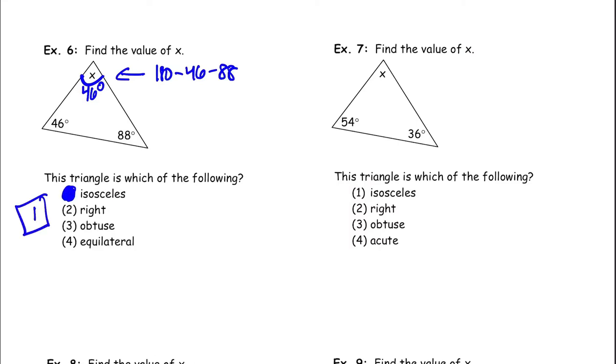All right, example 7. And feel free to work ahead, guys. You know how the video works. You can pause it. You can work ahead, then check your answer. Fast forward just to see if you did it correctly. In this one here, I'm going to take 180 minus 54 minus 36. All right, and that gives me 90. So that is a right angle. Right there, choice 2.